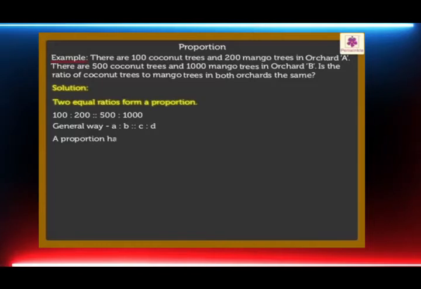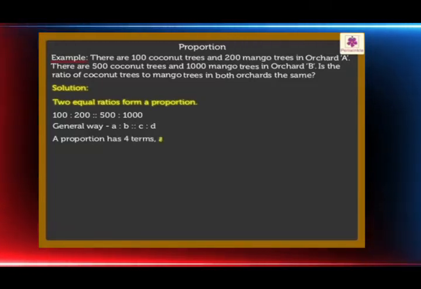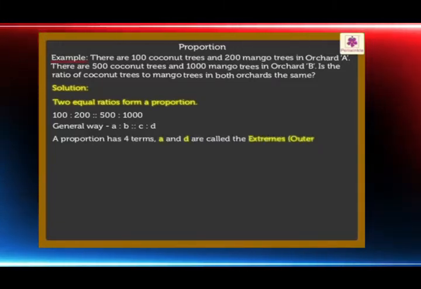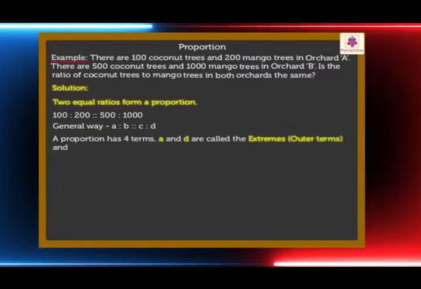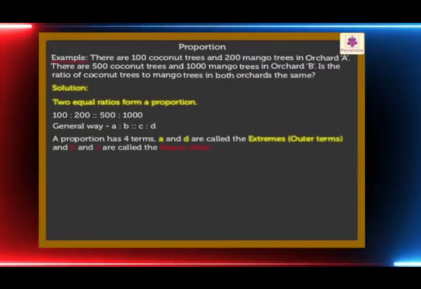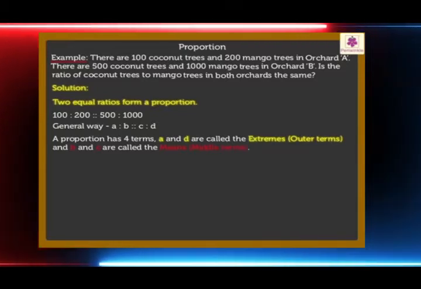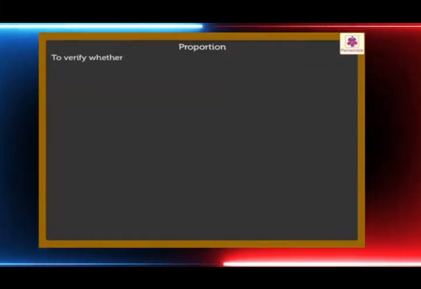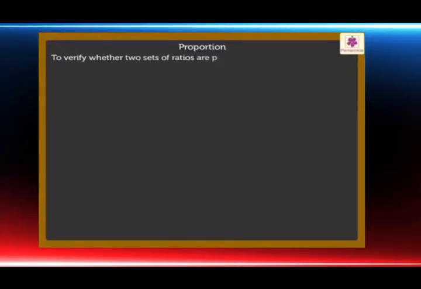A proportion has four terms. A and D are called the extremes or outer terms, and B and C are called the means or middle terms. Now, let's see how to verify whether two sets of ratios are proportional.